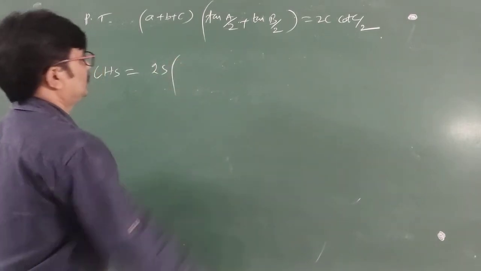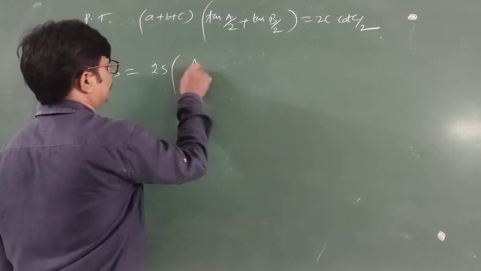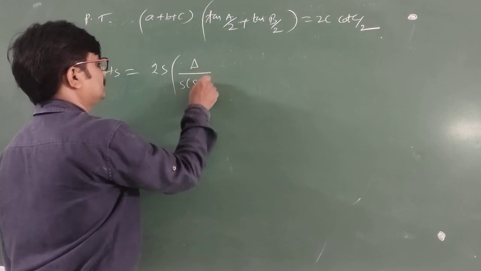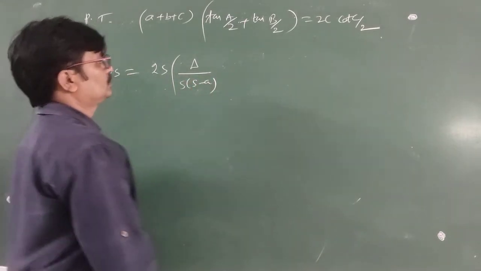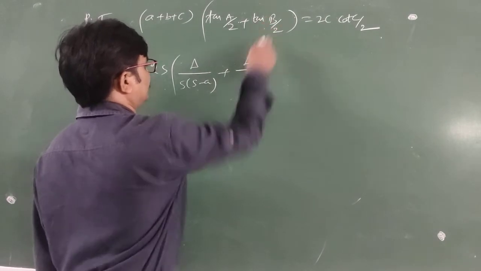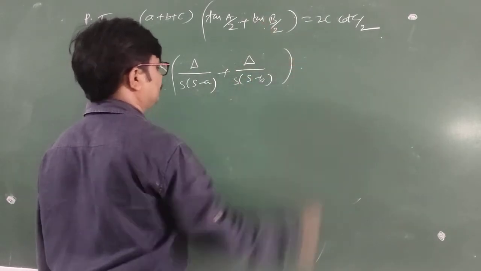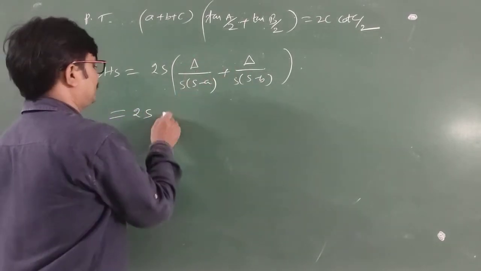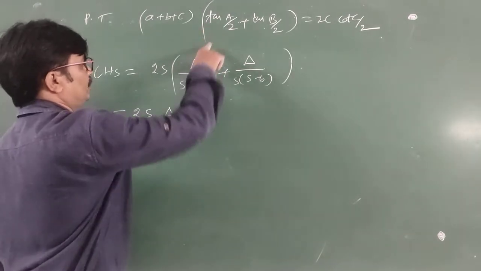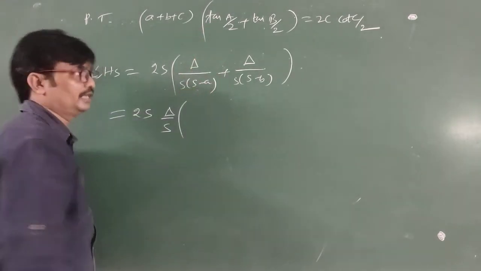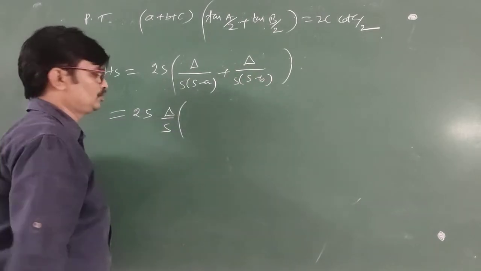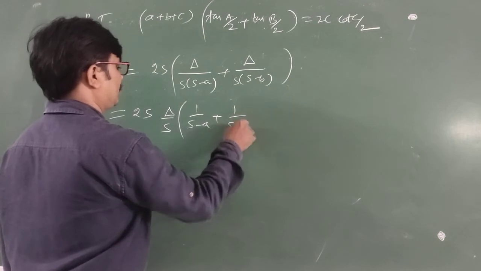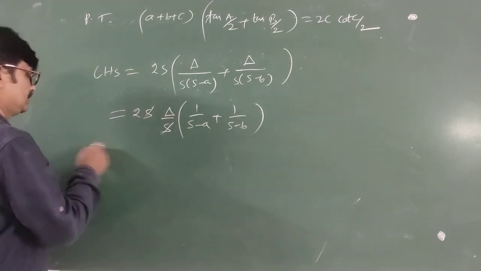Okay students, tan A by 2 we can write, taking delta in the numerator, as delta by S into (S minus A). Tan B by 2 is delta by S into (S minus B). Now students, 2S is there. What is the common term? Delta by S. So we have 1 by (S minus A) plus 1 upon (S minus B). Dear students, S is cancelled.